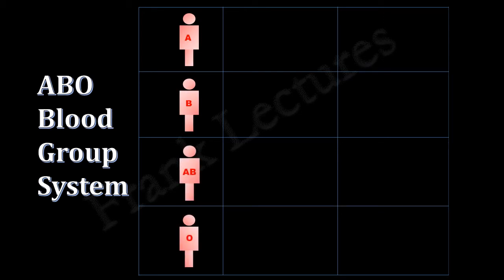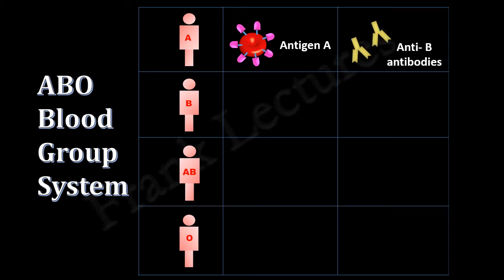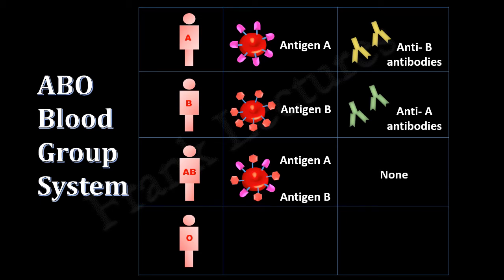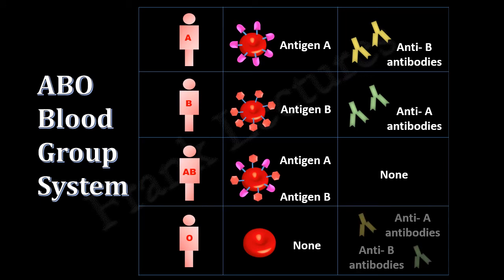In ABO blood group system, there are four principal blood types: A, B, AB, and O. The designation itself tells which antigen is present. So, antigen A is present on RBCs in blood type A individuals, and anti-B antibodies are present in the plasma. Antigen B is present in blood type B individuals. Anti-A antibodies are present in the plasma. Both A and B antigens are present in AB blood type. No antibodies are present in the plasma. And none of the antigens are present in O blood type. Both anti-A and anti-B antibodies are present in the plasma.